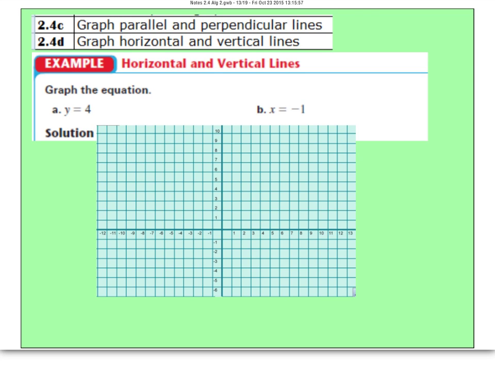Learning Objective D, I'm going to show you how to graph horizontal and vertical lines. So the easiest way to do this is to graph this equation and this one, I'm going to tell you, are going to be either horizontal or vertical.